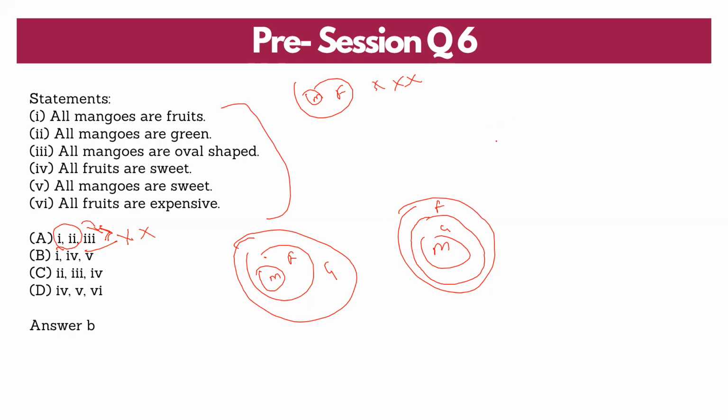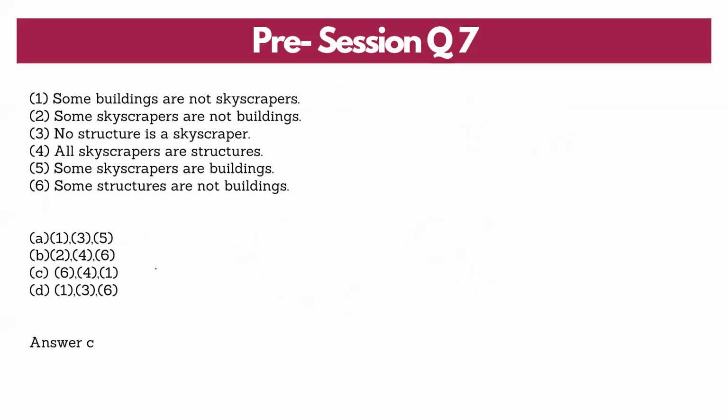All mangoes are fruits. Mangoes, fruits. Statement number 4: all fruits are sweet. Statement number 5: all mangoes are sweet. Now, by this diagram, all mangoes are sweet can definitely be concluded, and hence the answer is option number B. So please remember, rather than drawing the diagram of all the 6 statements, draw the diagrams of the options. That will help you. That is a much easier thing to do.